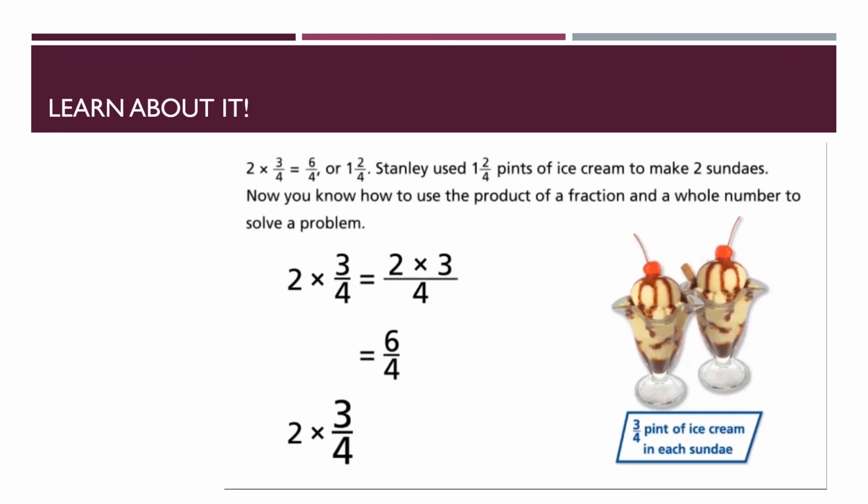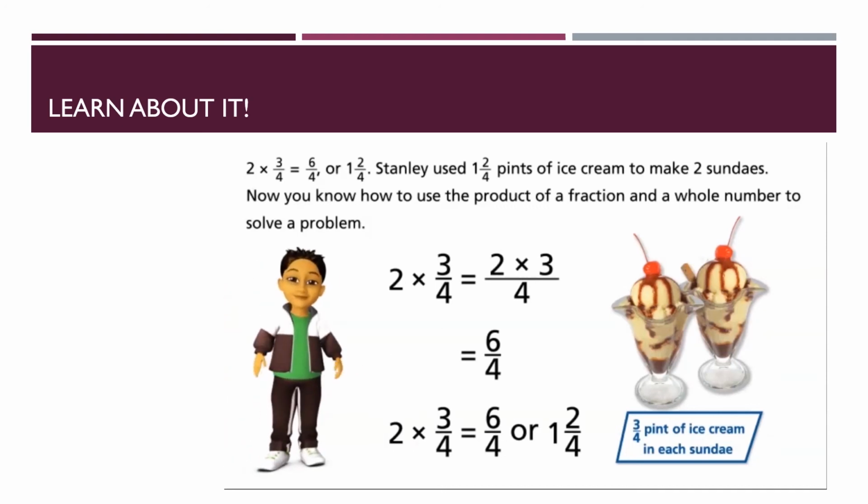2 times 3/4 equals 6/4, or 1 2/4. Stanley used 1 2/4 pints of ice cream to make 2 sundaes. Now you know how to use the product of a fraction and a whole number to solve a problem. Great job!